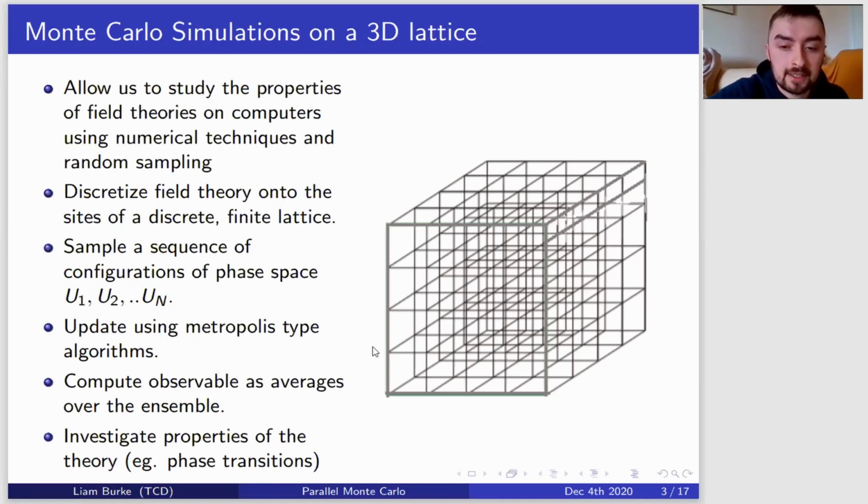And this region of phase space and all these configurations allow you to compute observables that you're interested in, so some kind of properties of the model. And once you have these properties of the model, they allow you to look at other things such as phase transitions of the model as well. So that was a very general introduction.